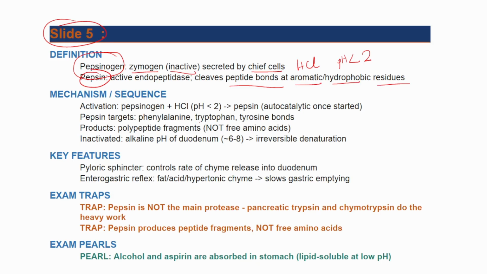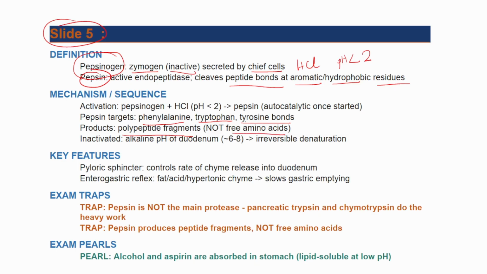Let's look exactly at the amino acid bonds this endopeptidase breaks. The enzymatic mechanism relies on a sequence where pepsin targets phenylalanine, tryptophan, and tyrosine bonds. What specific molecules result from this targeted sequence cleavage? The chemical action yields polypeptide fragments as products, explicitly noting that these do not represent free amino acids.